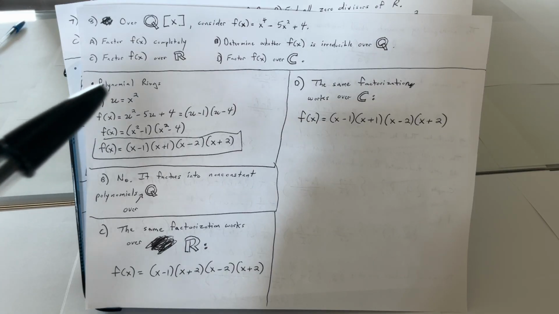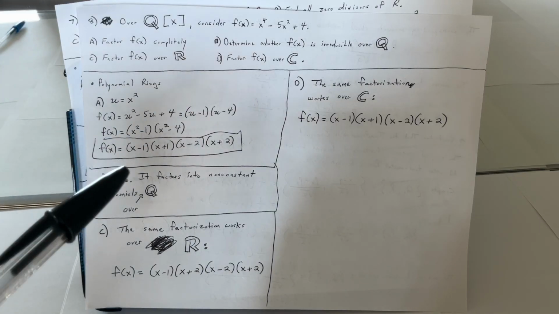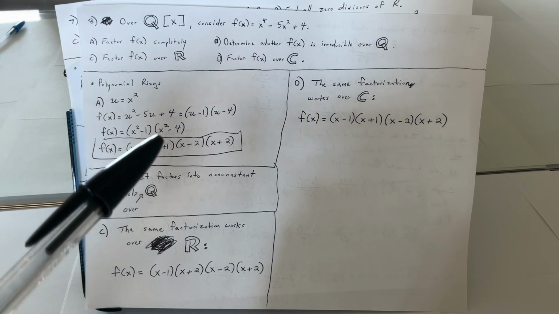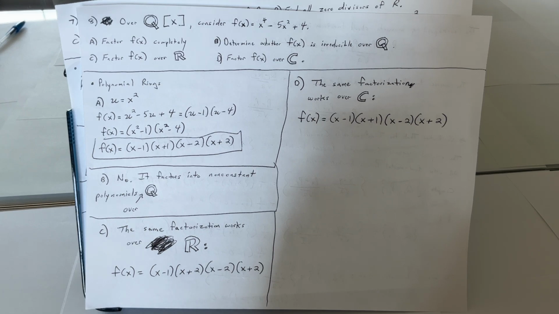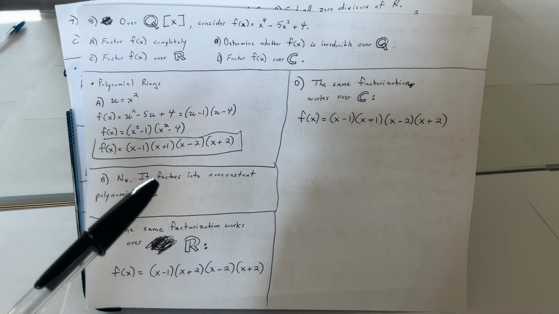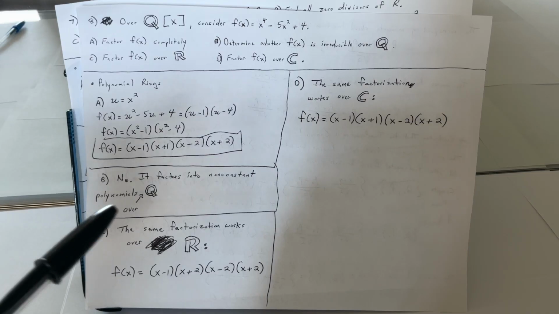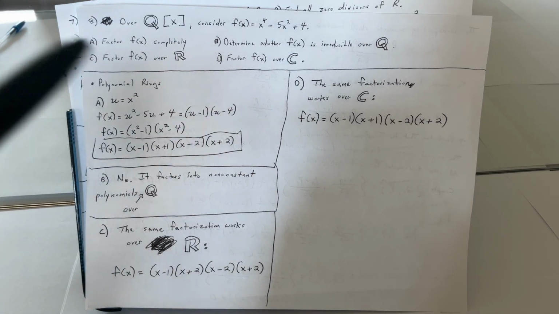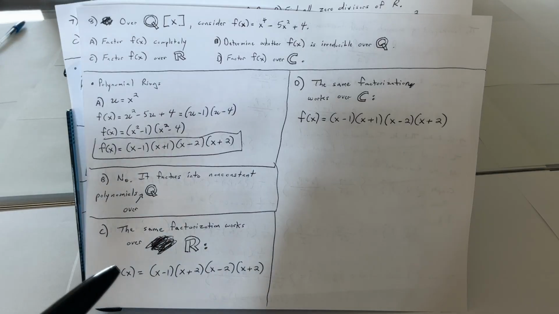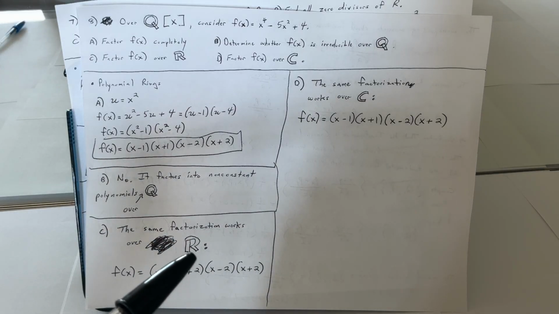This is a polynomial rings problem. After factoring, we get f(x) = (x - 1)(x + 1)(x - 2)(x + 2). Part B, determine whether f(x) is irreducible over Q. No, it factors into non-constant polynomials over Q. Part C, factor f(x) over the real numbers. The same factorization works over the real numbers.